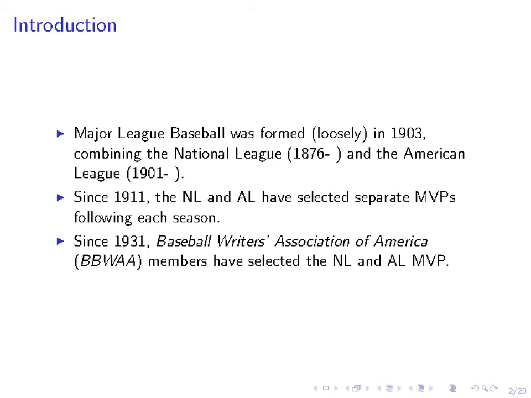So Major League Baseball was formed as a loose confederacy of two leagues in 1903. It combined the National League, which was formed in 1876, and the American League, which had just been formed in 1901. And since 1911, the National League and American League have selected separate MVPs following each season. And since 1931, the Baseball Writers Association of America has been responsible for this selection.